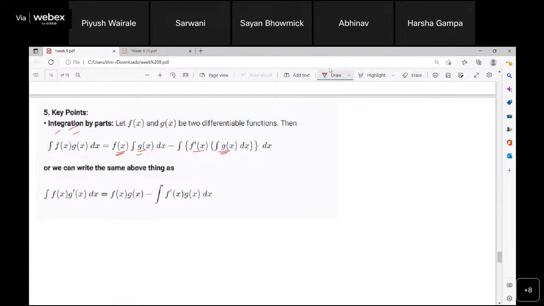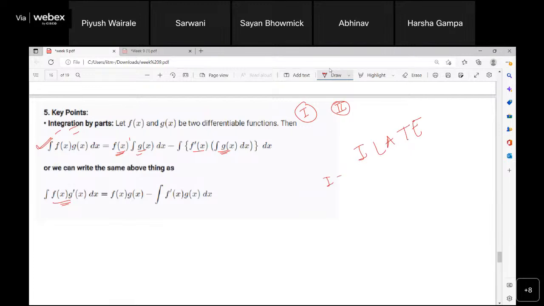So: first function into the integral of the second function, minus the integral of the derivative of the first function into the integral of the second function. We can write the same thing in other ways, but we will follow this general convention. Now which one to choose as the first function and which as the second, we decide based on one rule, ILATE: I-L-A-T-E.